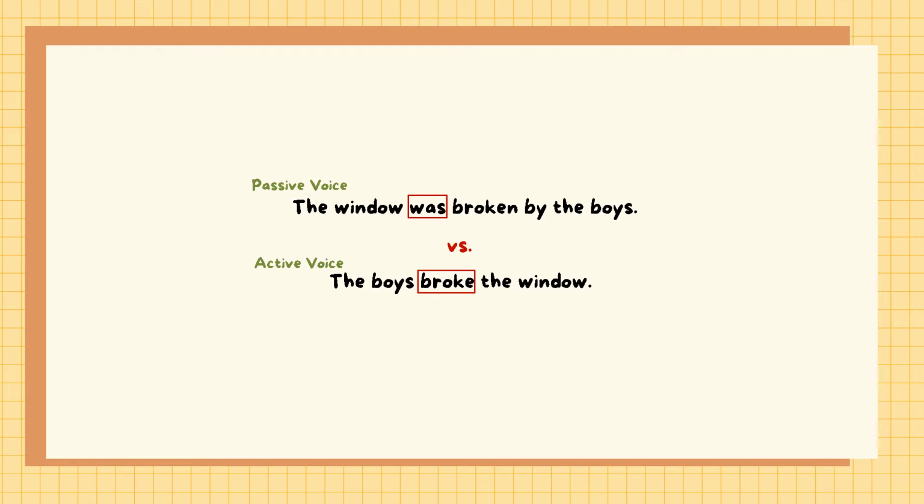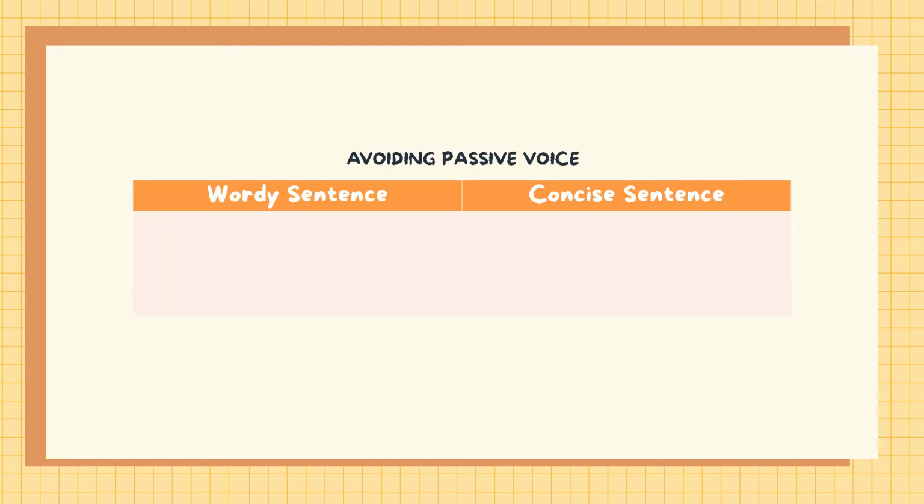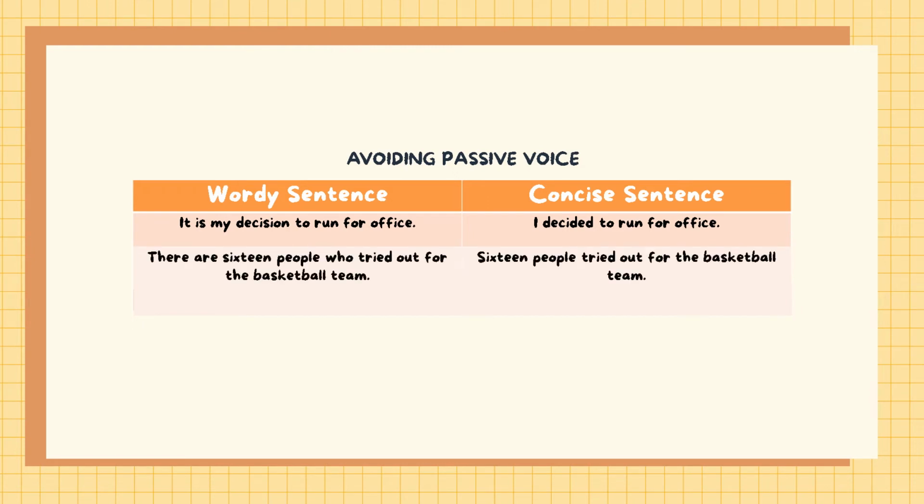In technical writing, we try to avoid the usage of passive voice because its construction is weaker for at least 2 reasons. First, they are wordy. Second, they replace strong verbs with weak verbs. So let's try to examine these other examples. Instead of saying, it is my decision to run for office, we can just simply say, I decided to run for office. Why say there are 16 people who tried out for the basketball team when you can just say 16 people tried out for the basketball team? Instead of saying the computer was purchased by Tom, just say Tom purchased the computer.